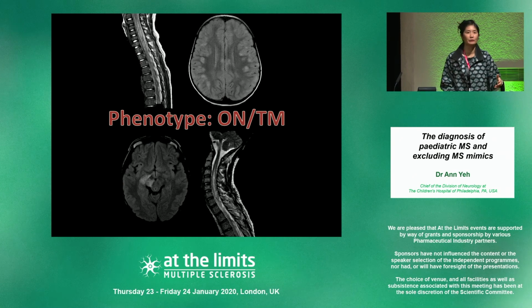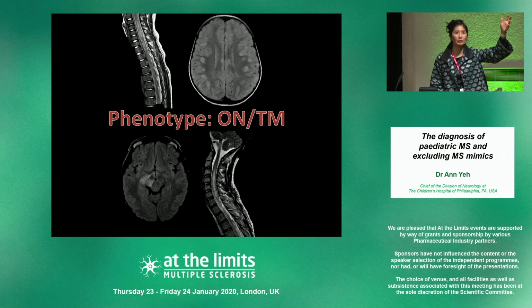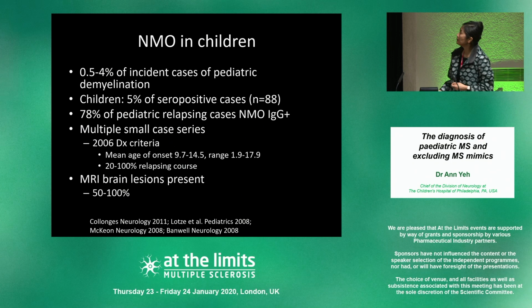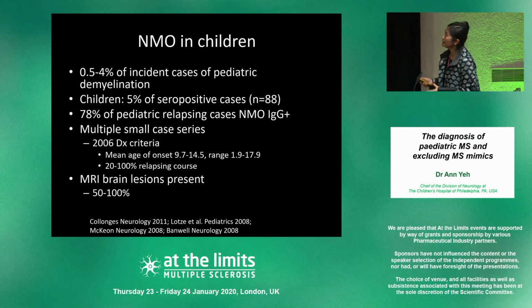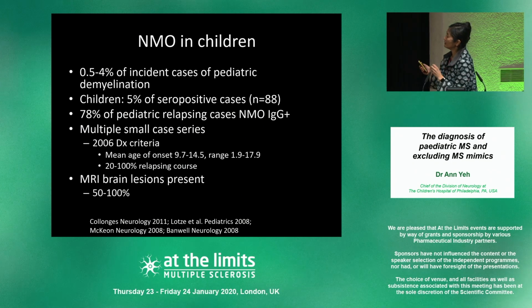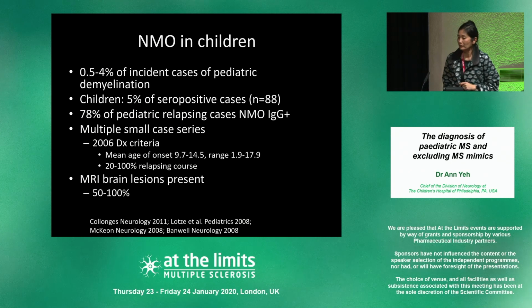Okay, so the phenotype of ONTM. Everybody in this room knows the phenotype of ONTM. What is the first thing you think about with ONTM? NMOSD, right? Okay, so how does NMO in children differ from in the adult population? Really, all I want to let you know here is that it occurs in children as well.